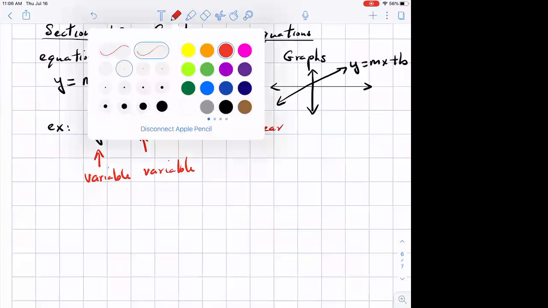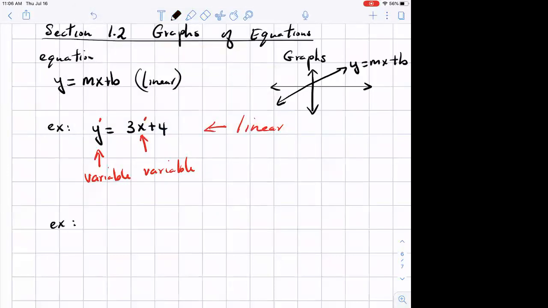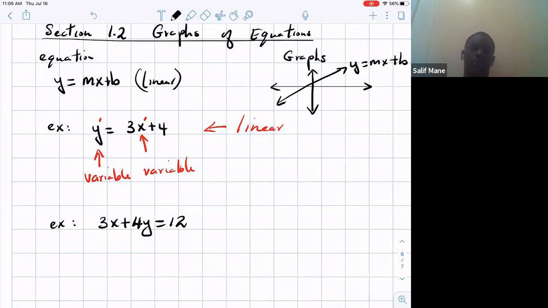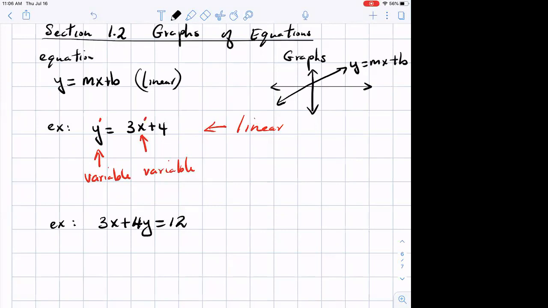How about if I ask you this example? Example, 3x plus 4y equals 12. Is this linear or not linear? Linear or not linear? Not linear. Who spoke? Sharon. Sharon, what's the exponent of the x? I'm sorry, can you ask it again? What is the exponent of the variable x? Oh, 3. Sharon, please listen to my question.